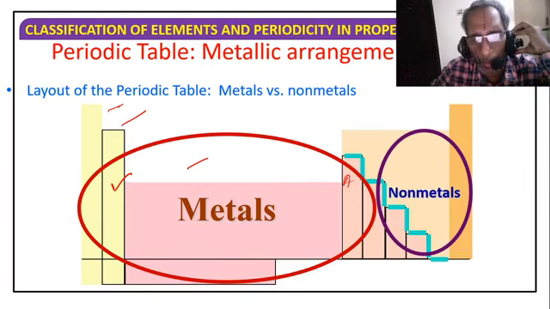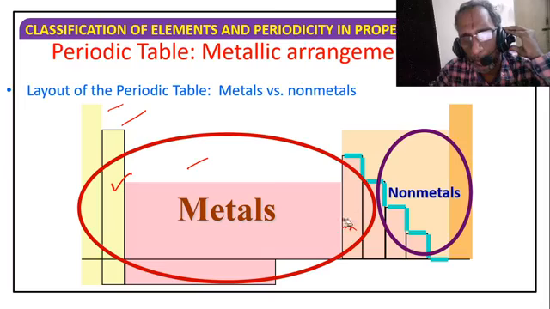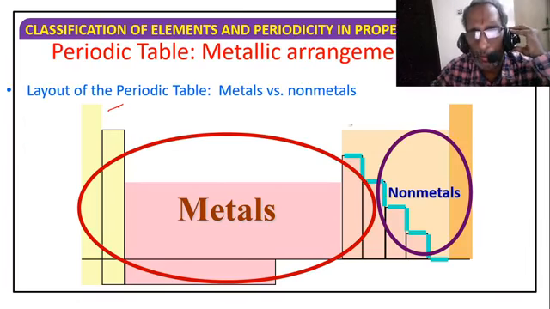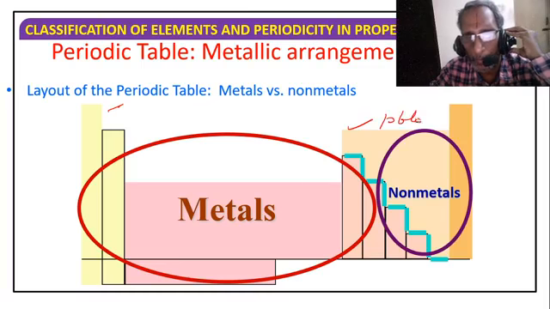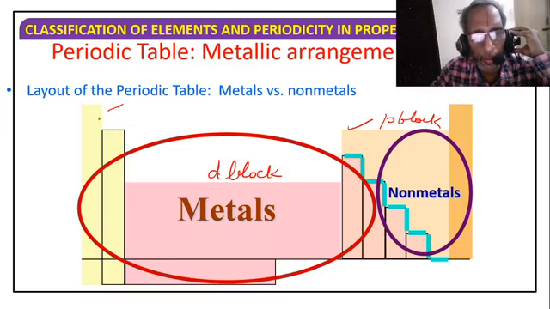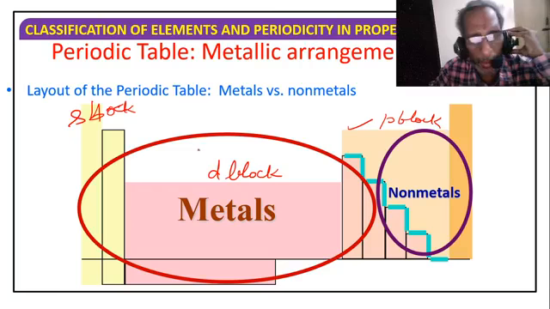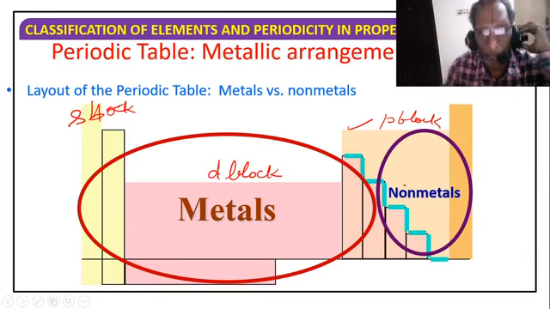So here alkali metals, alkaline earth metals, transition metals, and P block elements also. Boron, aluminium is a metal, gallium, indium, thallium, these are metals. But in the P block, some elements are metals, some elements are non-metals. So this is P block, this is D block, this is S block. S block elements are partially metals, D block elements are almost all metals, P block elements have metals and non-metals.